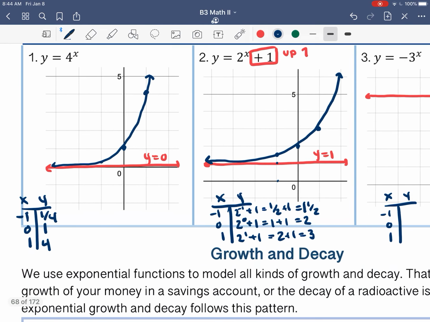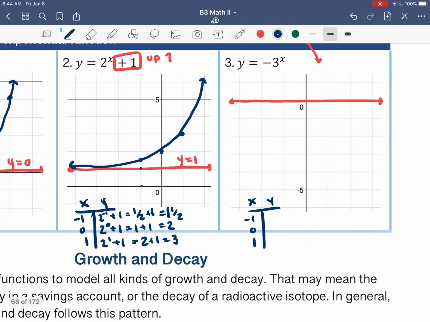For 0, we have -3 to the 0 power, which is -1. And then -3 to the first power is -3. And then -3 to the -1 power is -1/3. So each of those I can graph, which gives us what we predicted. This turned down exponential function.